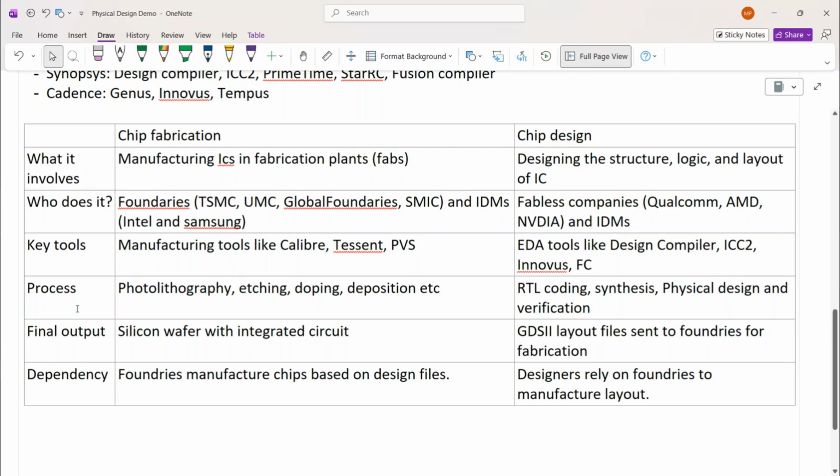So this is the difference between chip fabrication and chip design, right? We are the ones who are working on chip design, correct?